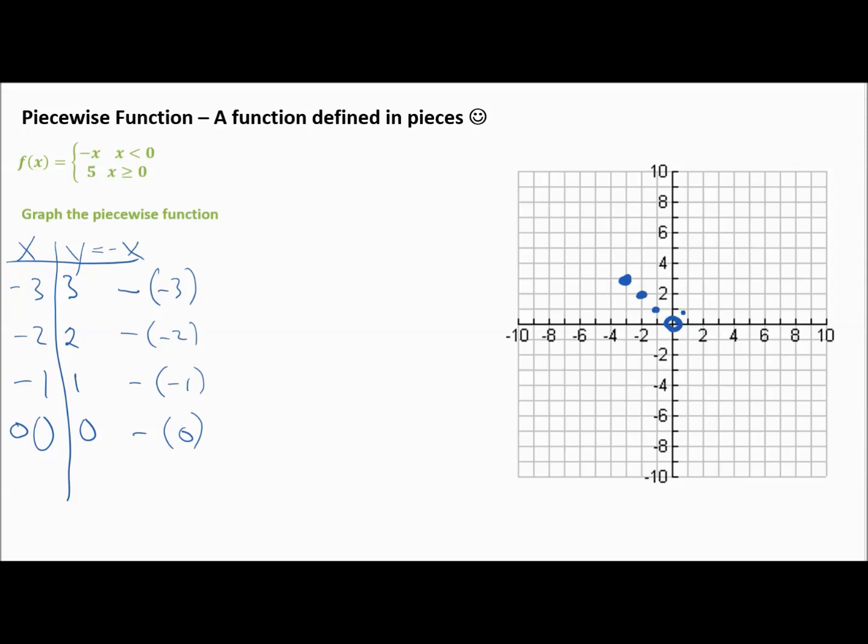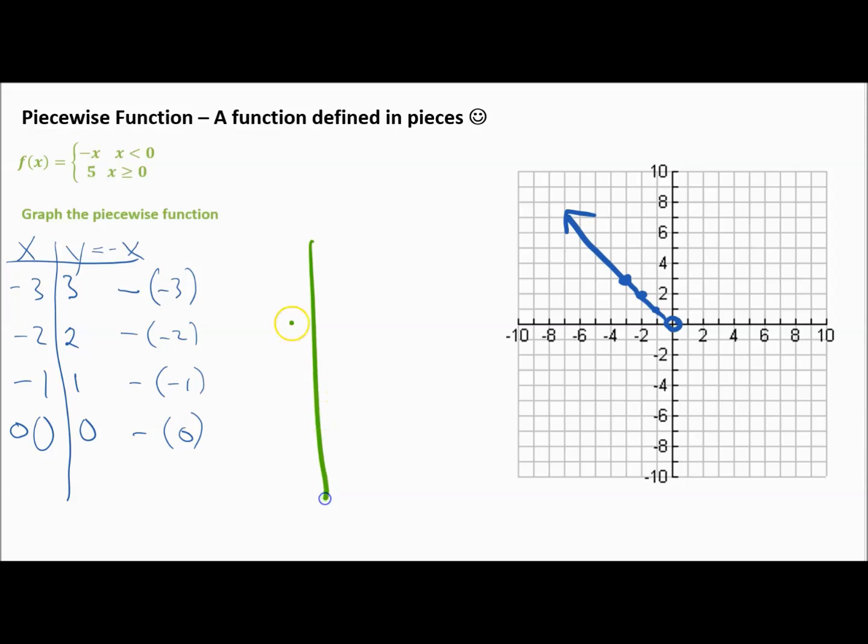Alright, now that's a straight line. Are you surprised? Please don't be, because it's x to the first power, and f of x is always y to the first power. So I connect the dots. Now the question is, where does the arrow go? Well, it certainly doesn't go where the open circle is. It goes on the other side. Okay? Now let's graph our second piece.